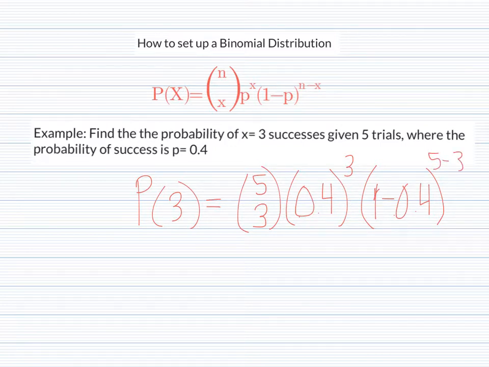And if we calculate that out, that probability will be equal to 0.2304.